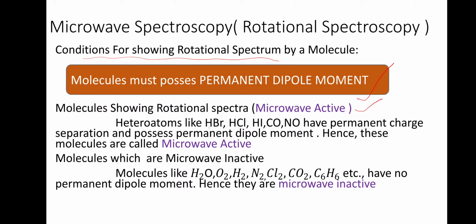Examples: heteronuclear molecules like HBr, HCl, HI, CO, NO, etc. have permanent charge separation and possess a permanent dipole moment. Hence, they are microwave active. So, examples are HBr, HCl, HI, CO, NO, etc.